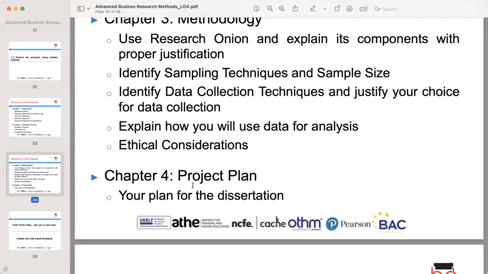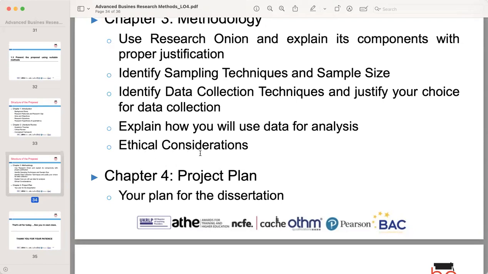In your plan for the dissertation, you discuss research philosophy, research approach, then you talk about research strategies, then you talk about time horizon. Time horizon means we will consider the time frame for our research, whether it is cross-sectional data collected at a specific point in time, or data collected over an extended period. Then data collection, then data analysis, ethical considerations.